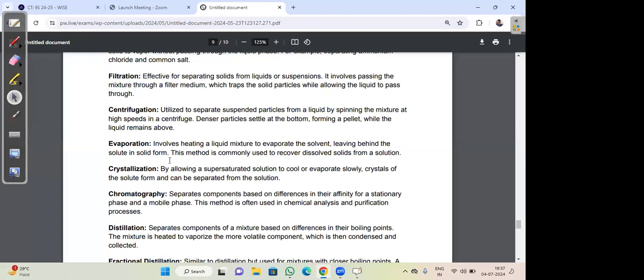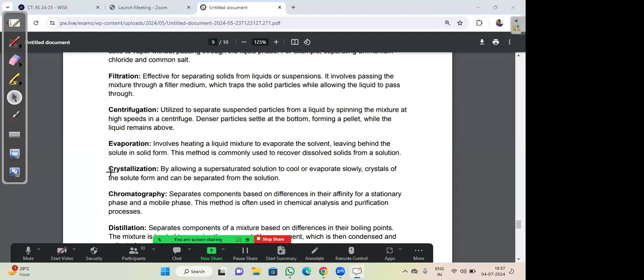Now, I think everyone has understood evaporation and learned about it in previous classes also. So there is not much more about the process of evaporation, and you know which substances can be separated out by evaporation. Okay. Now this is a new process. The crystallization process is a new process. Has anyone heard about the crystallization process?